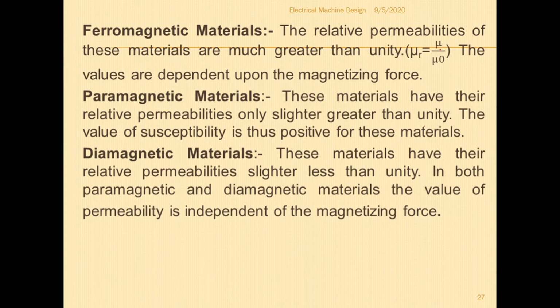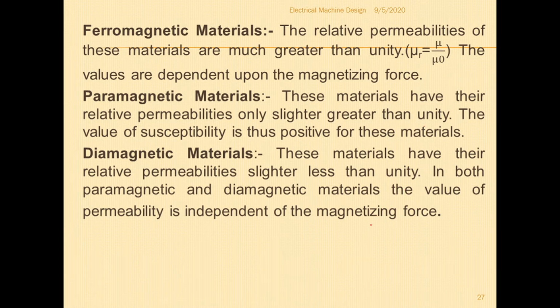So you can say that the ability to support the formation of a magnetic field is very low, or the value of relative permeability is less than unity. So you can say the mu value is less than the mu naught value. In both paramagnetic and diamagnetic materials, the value of permeability is independent of the magnetizing force.